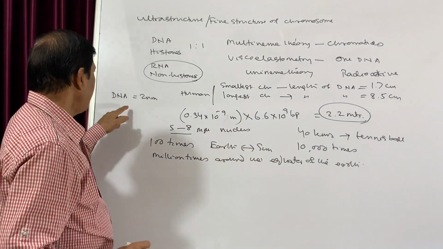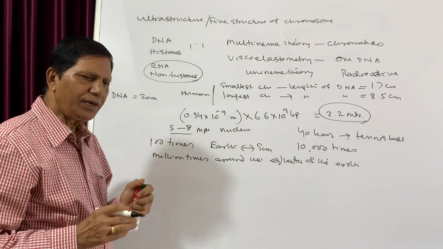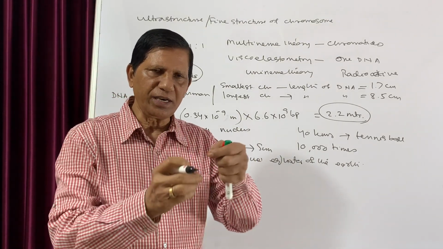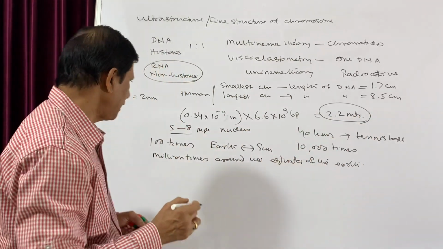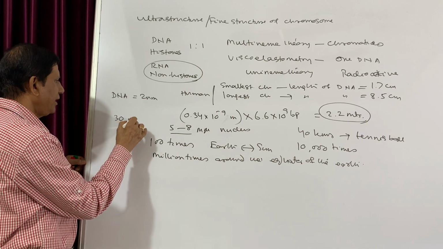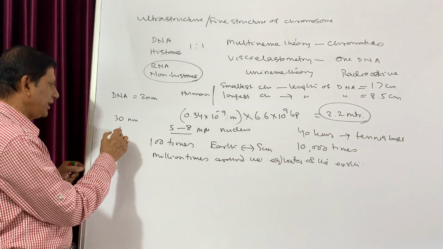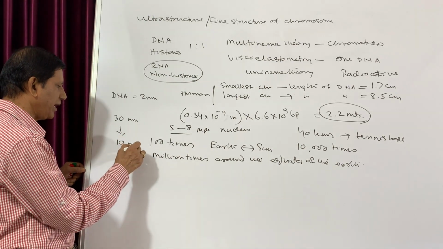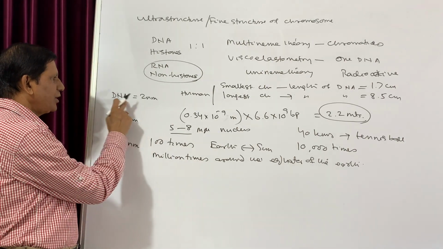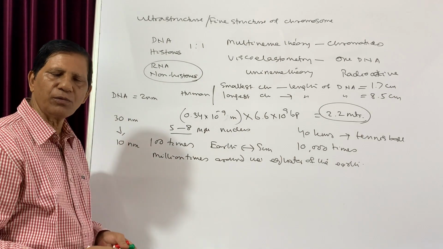And how is this present? Now if we break down the interphase chromosome, if the interphase chromosome is uncoiled, then the diameter becomes 30 nm. And if it is further unfolded, then it gives rise to a size of 10 nm. So this DNA diameter is only 2 nm, but how are these 10 nm and 30 nm structures coming out?